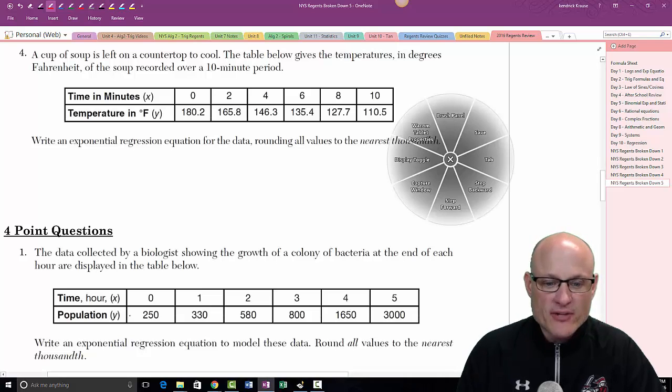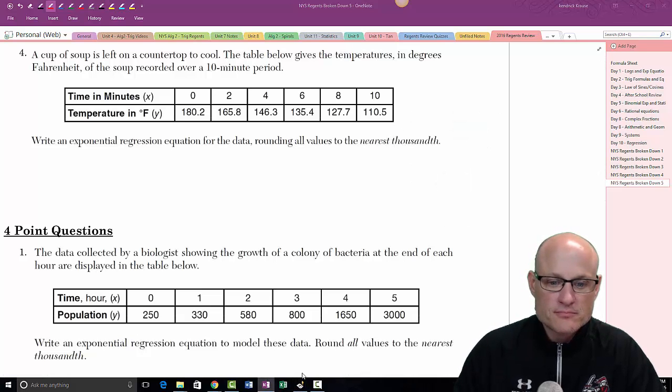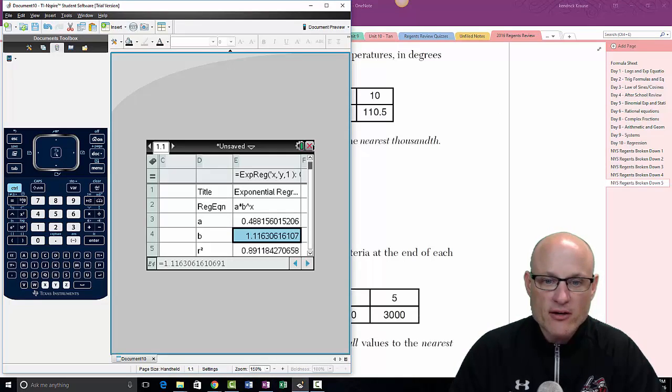A cup of soup is left on a countertop. A cup of soup is left on a countertop.